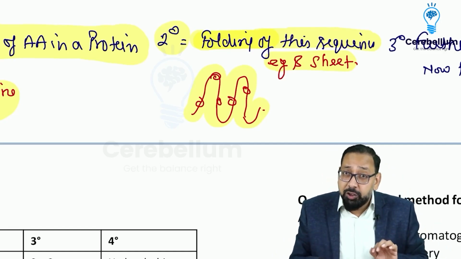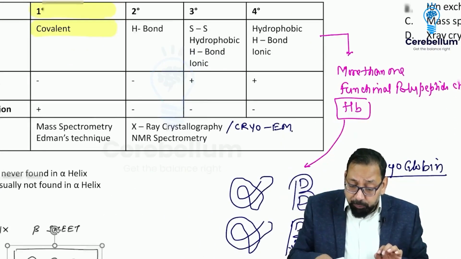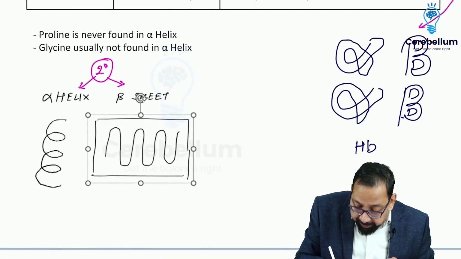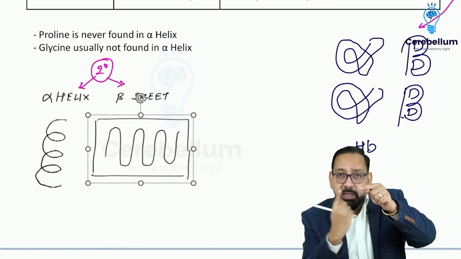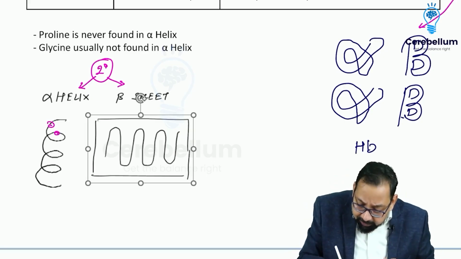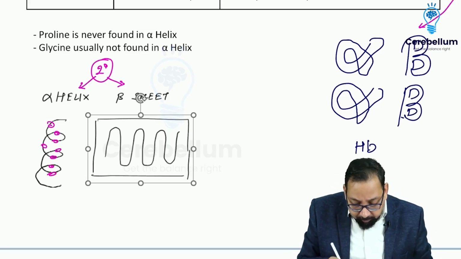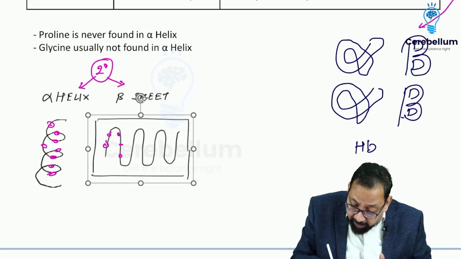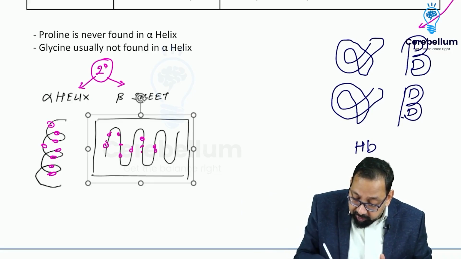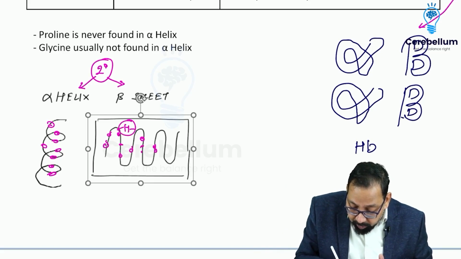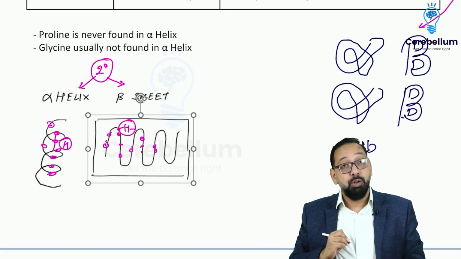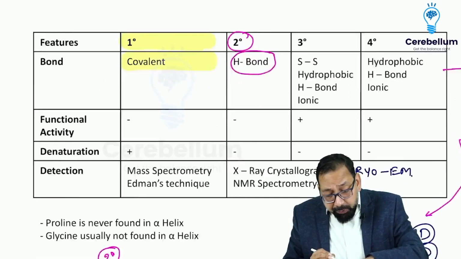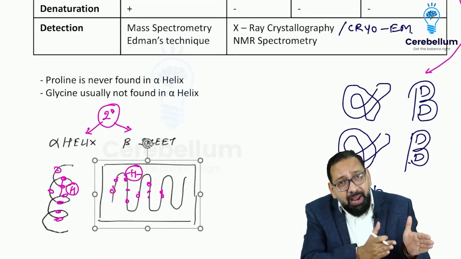So of secondary structure, we found 2 examples which are commonly asked. Secondary structure may be alpha helix or beta sheet. If sequence of amino acids folds in a helical form, that is alpha helix. And if it folds in a sheet-like structure, this is beta sheet. And we found that this secondary structure is stabilized by hydrogen bond. Stabilized by which bond? Hydrogen bond. So question is asked, secondary structure, main bond is hydrogen bond.